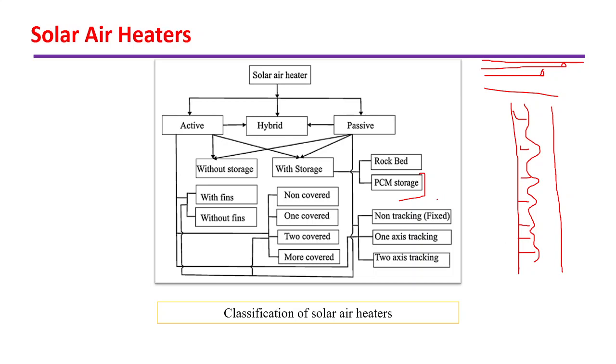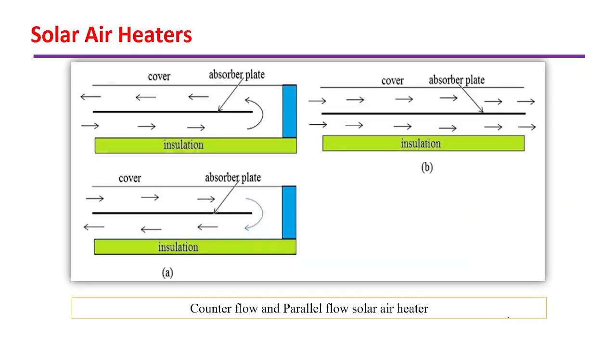These systems may also come with solar tracking, meaning with the movement of the earth, the position of the sun will change. To have the maximum solar irradiance on the surface of the absorber plate, with the help of tracking we can change the angle of the solar air heater system. So these are the basic classifications, and then we go toward the solar air heater classification based on the passage of the air.